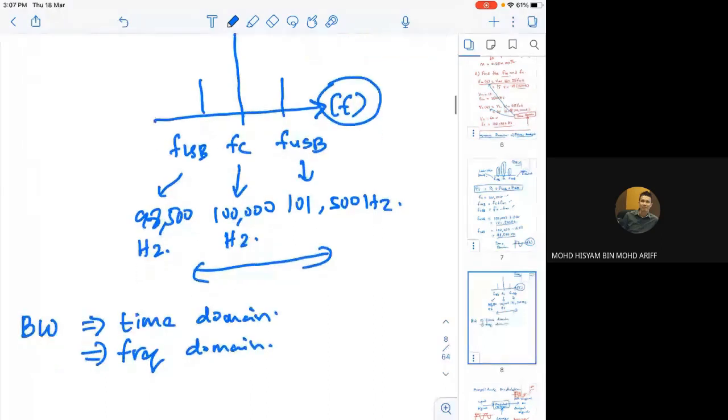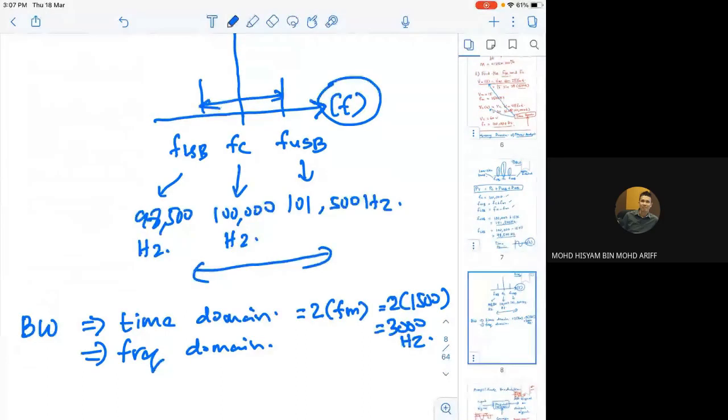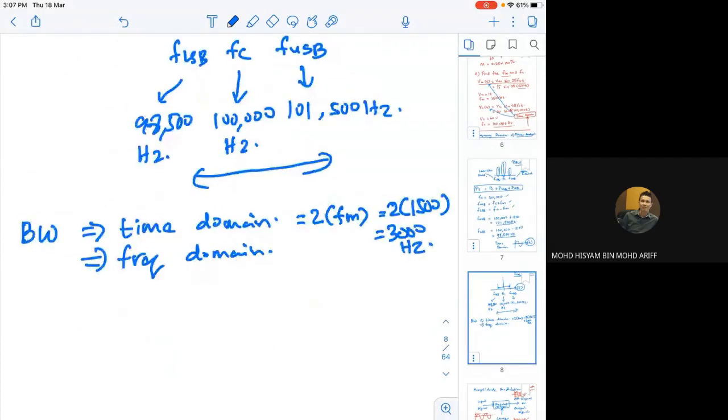In time domain, bandwidth equals 2 times Fm. So what is the Fm? Your Fm is 1,500 hertz, correct or not? So 3,000 hertz is your bandwidth. What is the function of bandwidth? You can store data, more data. 3,000 hertz.